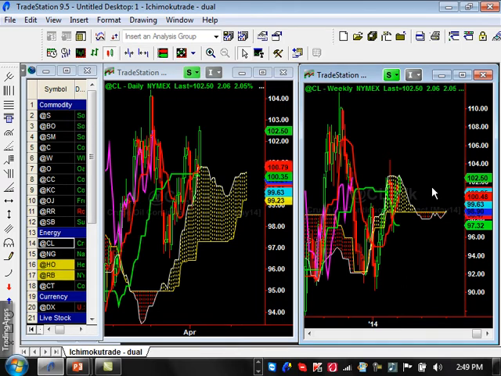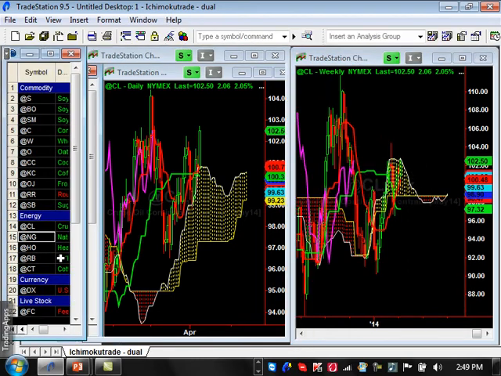Major resistance level is going to be roughly around 106, but this is just consolidating right now between 92 and 108, which is a long-term consolidation pattern.